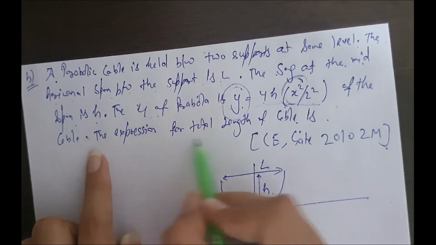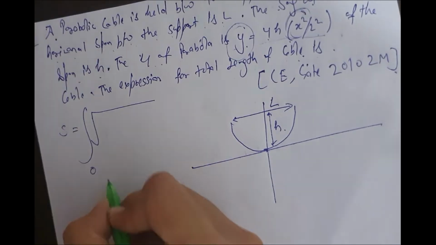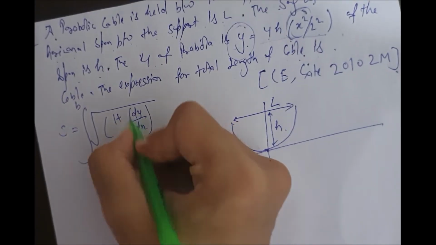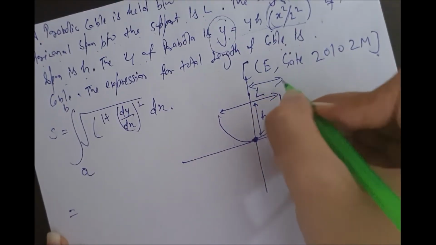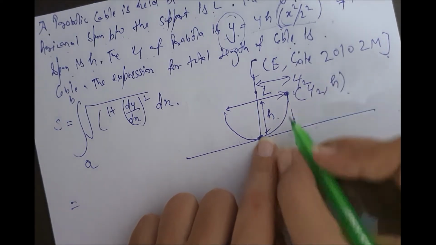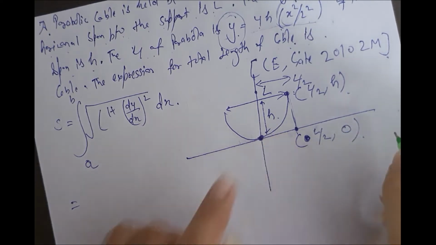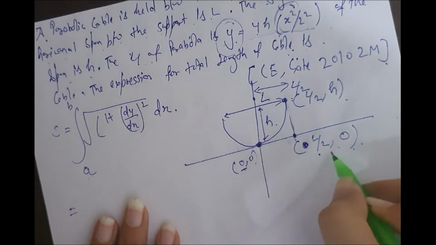Now the expression for the total length of the cable is... Now we have to find the length of a curve. So the formula to find the length of the curve from A to B is integral of root of 1 plus (dy by dx) square dx. If this is L, then this is L by 2. The coordinates of this point are L by 2 comma h. The coordinates of this point are L by 2 comma 0. Now from A to B means from 0 to L by 2.